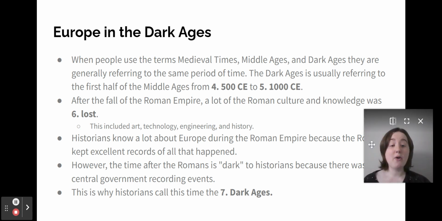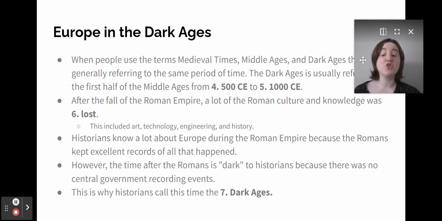Historians know a lot about Europe during the Roman Empire because the Romans kept excellent records on what happened. However, the time after the Romans is, quote unquote, dark to historians because there was no central government recording events. This is why some historians call this time the Dark Ages.